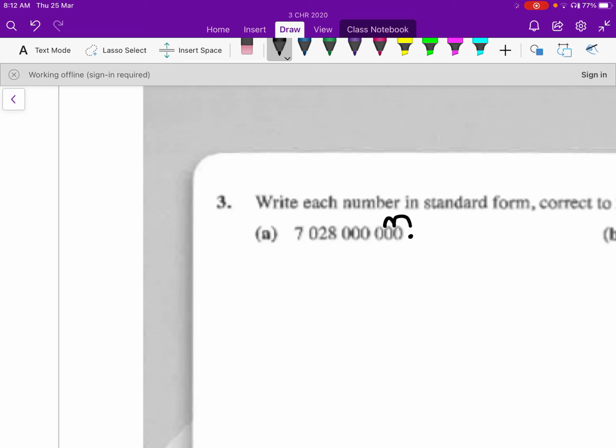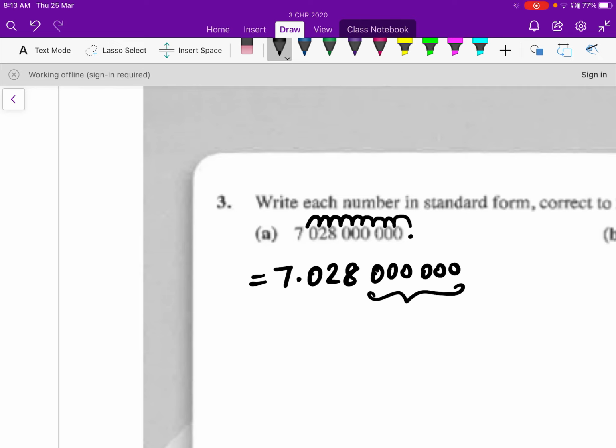1, 2, 3, 4, 5, 6, 7, 8, 9. So we stop over here. We jump 9 times. So this has a value of 7.028. Now question, do I still need to write all the zeros at the back? No. Do I need to write all these zeros? No need, because our decimal point is over here now. So all the zeros at the back are not required.